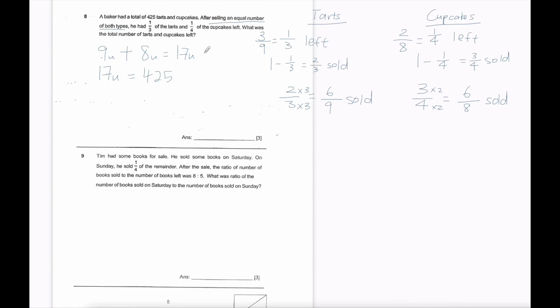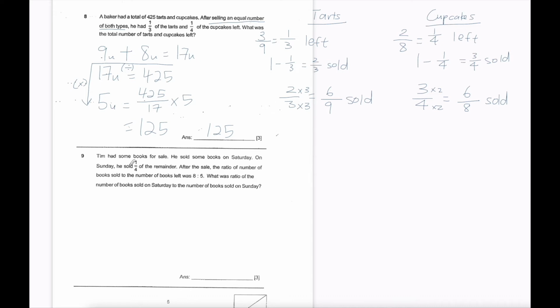So what's the total number of tarts and cupcakes left? How much left? 3 units. How much left? 2 units. So total left is 5 units. We can just straight away find out what 5 units is using this method. Same thing: divide, then times. So 425 divided by 17 times 5. You're going to get 125. So that's it. Understand it? Then let's move on.